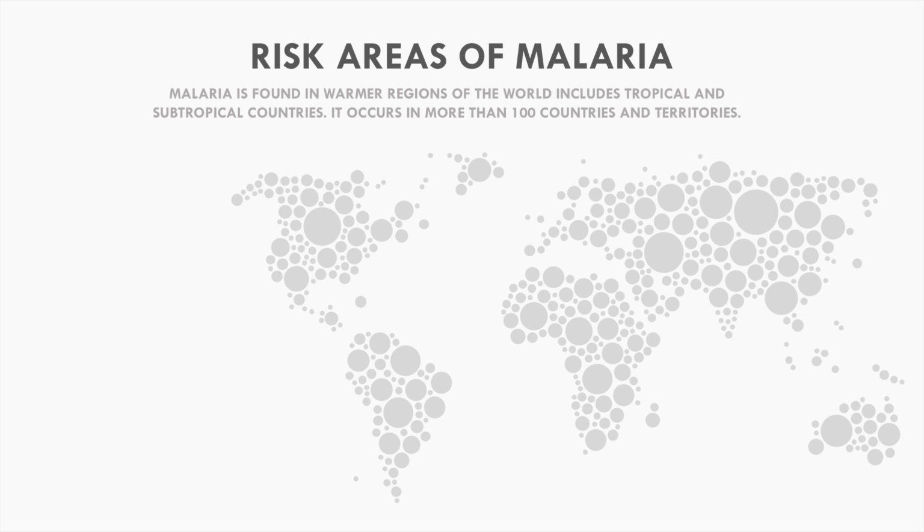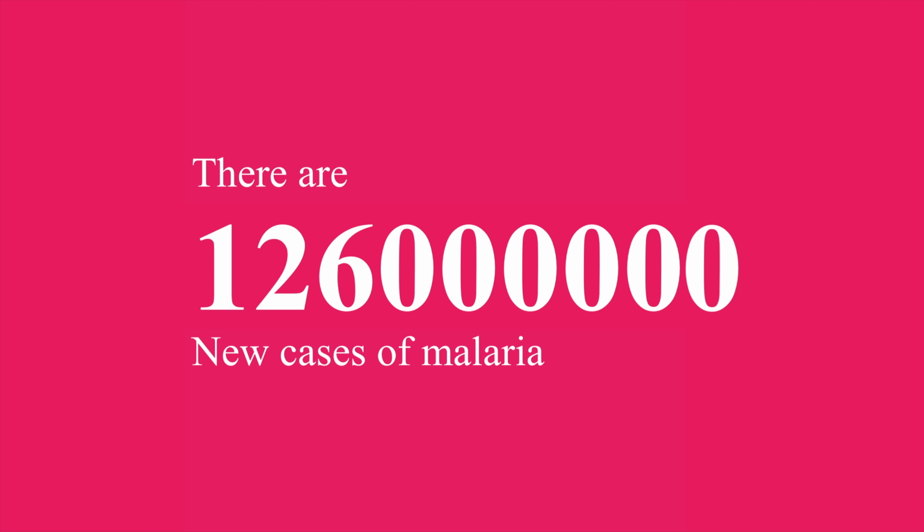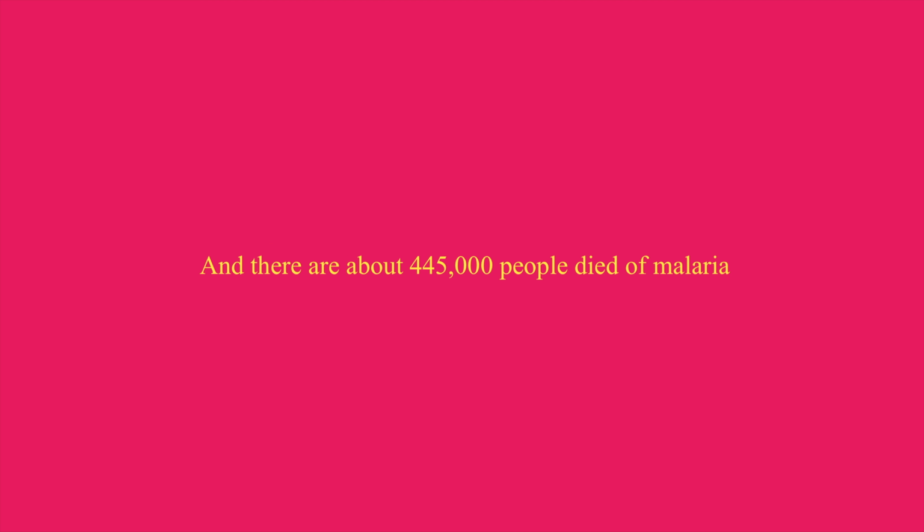Malaria is mostly found in tropical and subtropical countries. There are 6 main regions that are rich in malaria: Central America, South America, Africa, Middle East, Asia, and Southeast Asia. In 2016, there were 126 million new cases of malaria, and about 445,000 people died of malaria.